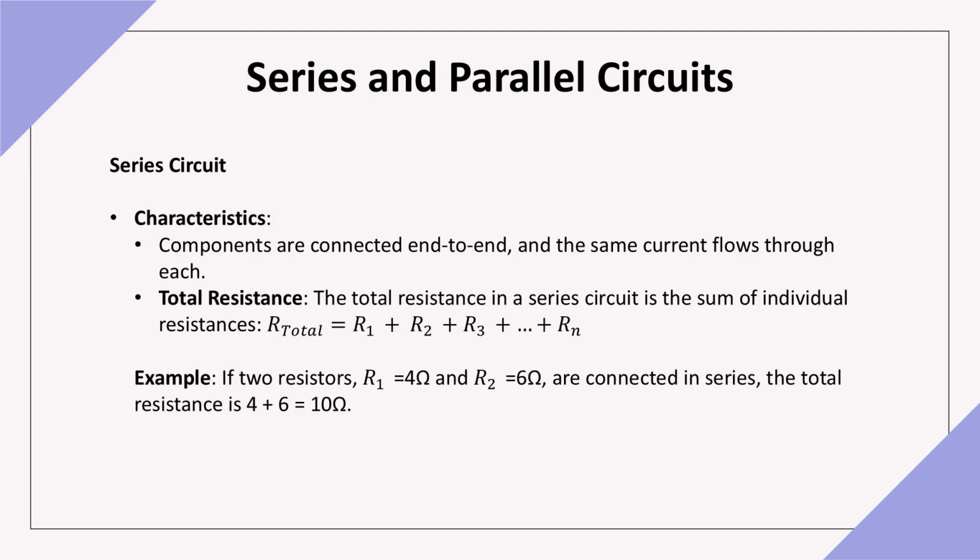In series circuits, components are connected end-to-end like links in a chain. The key characteristic is that the same current flows through each component. The total resistance is simply the sum of individual resistances. R total equals R1 plus R2 plus R3, and so on. For example, if we connect 4 ohm and 6 ohm resistors in series, the total resistance is 10 ohms. This configuration is commonly used in voltage dividers and current limiting applications.